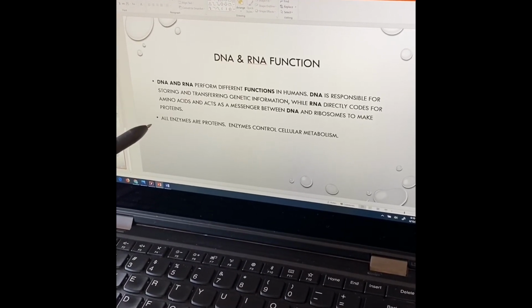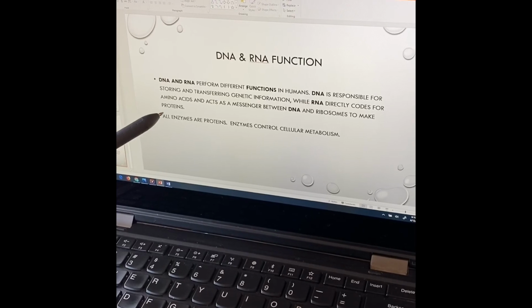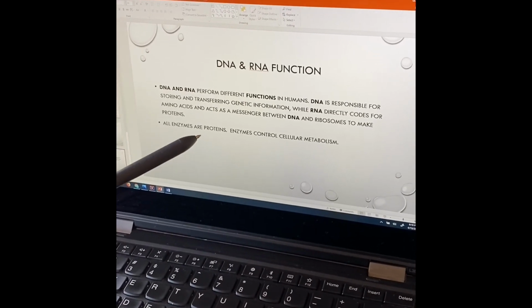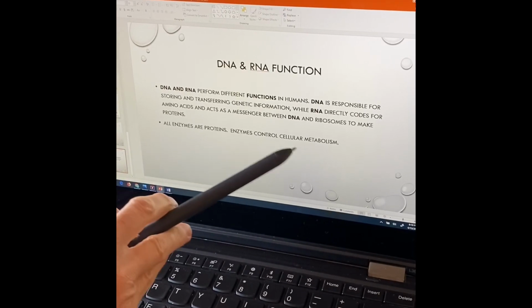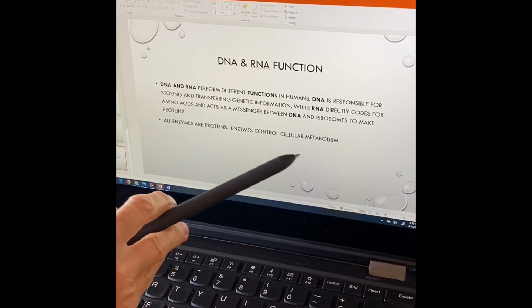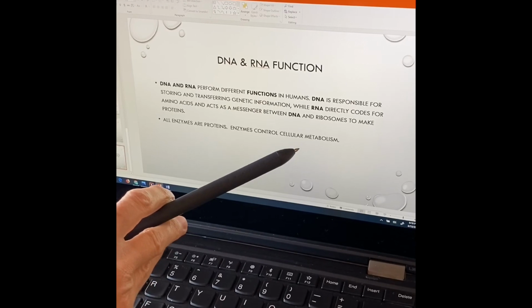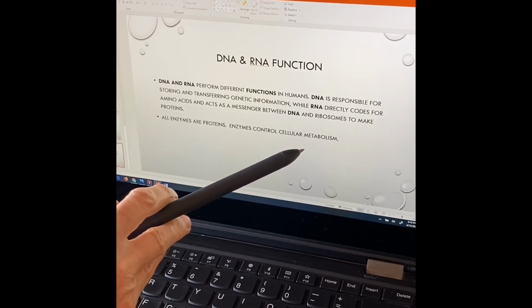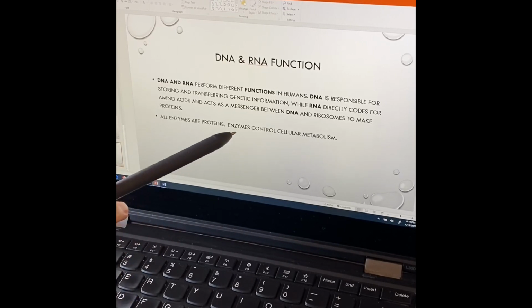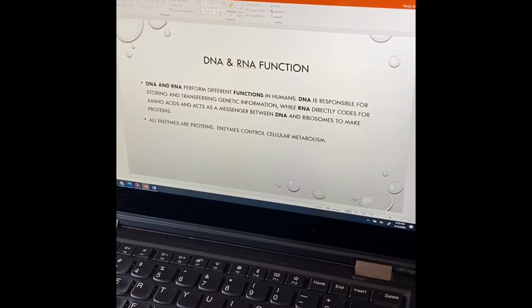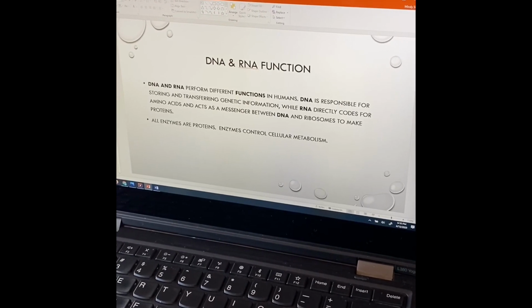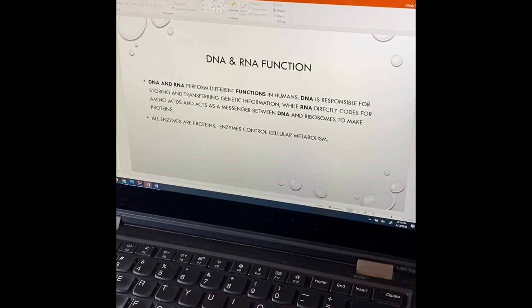And then an important note to make is we're making proteins. DNA codes for proteins. All enzymes are proteins, and enzymes control cellular metabolism. So everything that a cell does, chemically speaking, at the chemical reaction level, requires an enzyme to run it. So whatever enzymes you have determines what kind of chemical reactions you can undergo. So that's what makes the DNA molecule such an important structure in our cells.